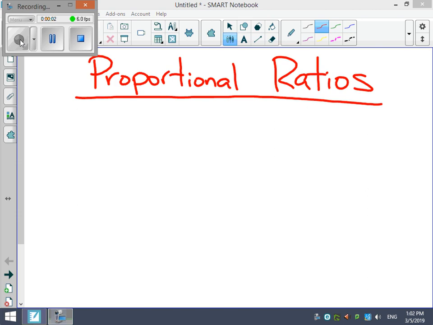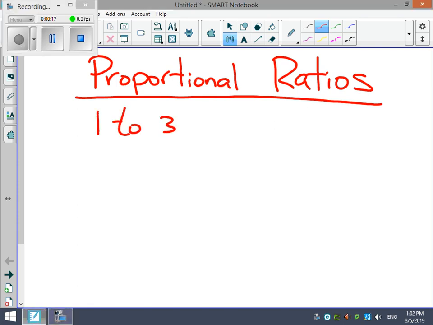Alright, so we're going to talk about ratios, and this is just a review for the test we're having at the end of the week. Remember, a ratio is two numbers compared to each other. So you could have something in a ratio to each other, for example, of 1 to 3, which means that for every one part of something, you will have 3 parts of something else.